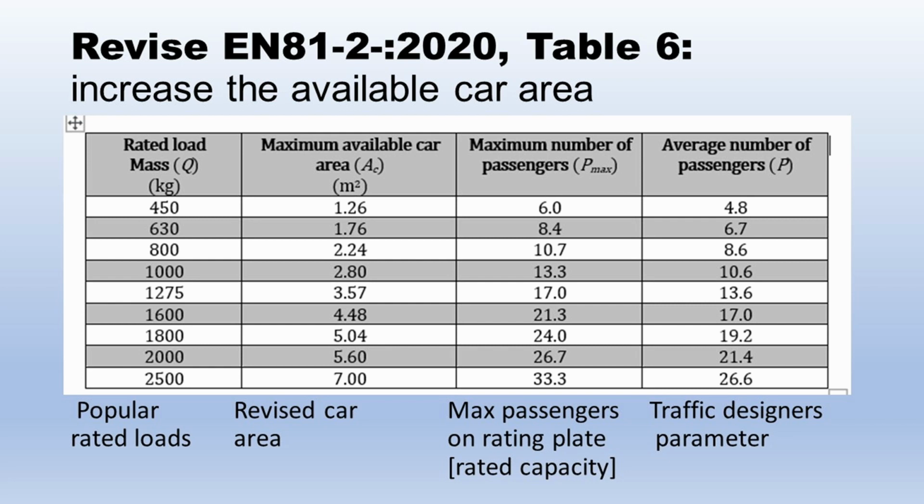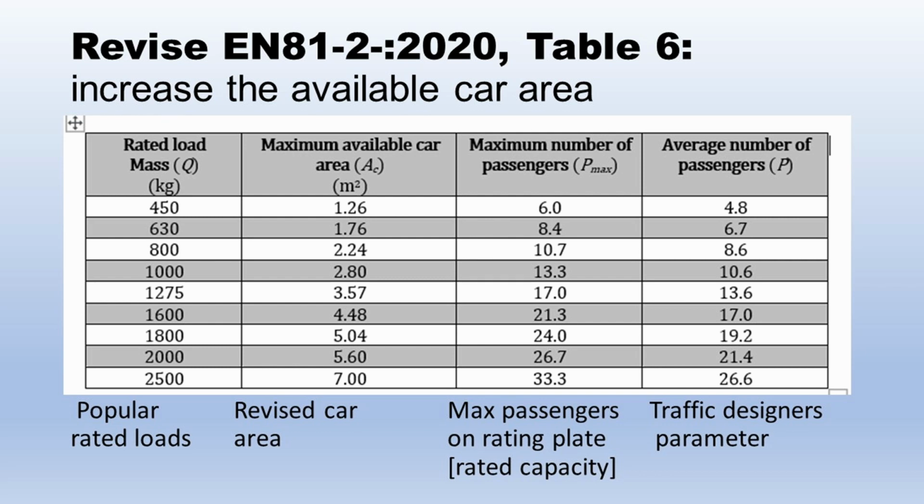Increase the available car area associated with each rated load in Table 6. This slide shows this. The rated load of some commonly installed lifts is shown in column 1. To meet the rated capacity requirement of 0.21 square meter per person, the maximum available area to be provided is in column 2. Note they are larger.